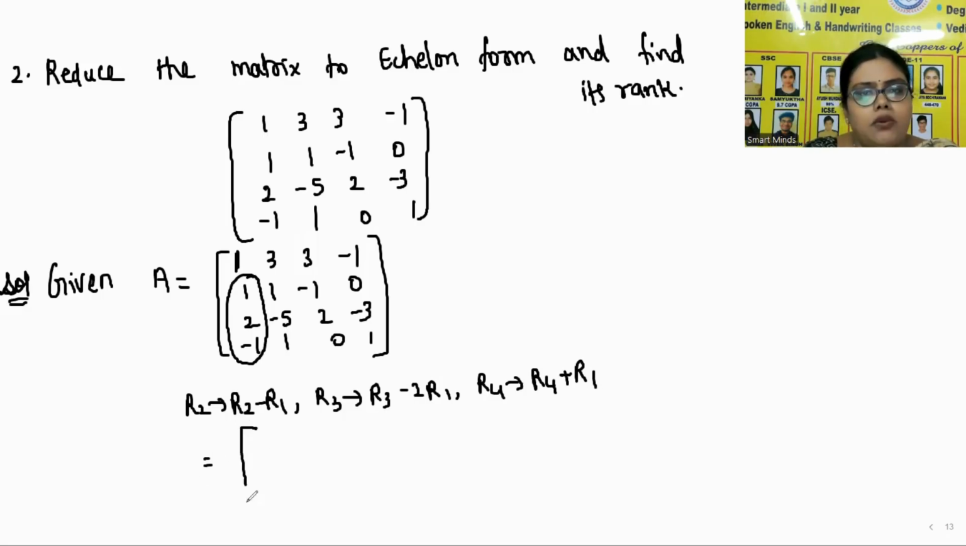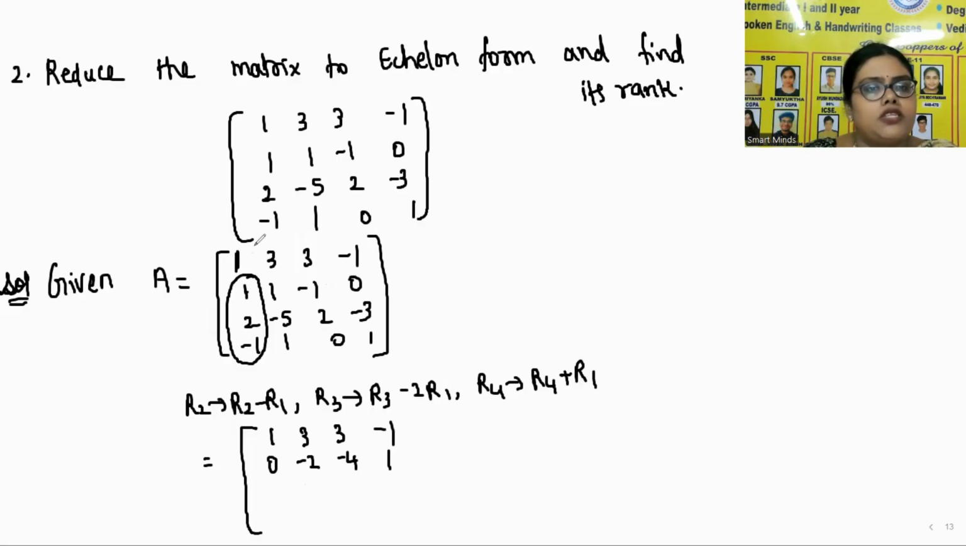So that is equal to, now first row we are writing as it is. 1, 3, 3, minus 1. Now you subtract second row minus first row. 1 minus 1 is 0. 1 minus 3 is minus 2. Minus 1 minus 3 is minus 4. 0 minus of minus will become plus 1. When you are subtracting, the second number will change the sign. Okay. Now R3 minus 2R1.